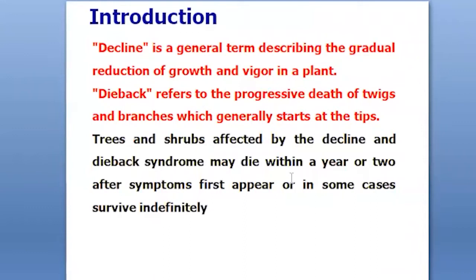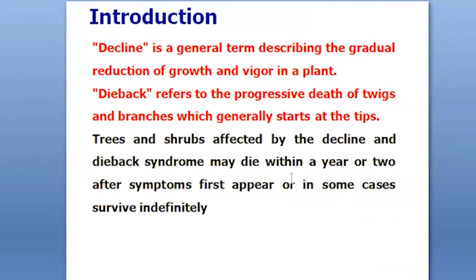As I was telling, there are two different terms. One is decline, the other one is dieback. Decline is the gradual reduction in the growth and vigor of a plant due to a stress. Whereas dieback is the progressive death of the twigs and branches, and mostly it starts from the tips. Trees and shrubs affected by the decline and dieback syndrome die within a year, and sometimes they also try to survive.